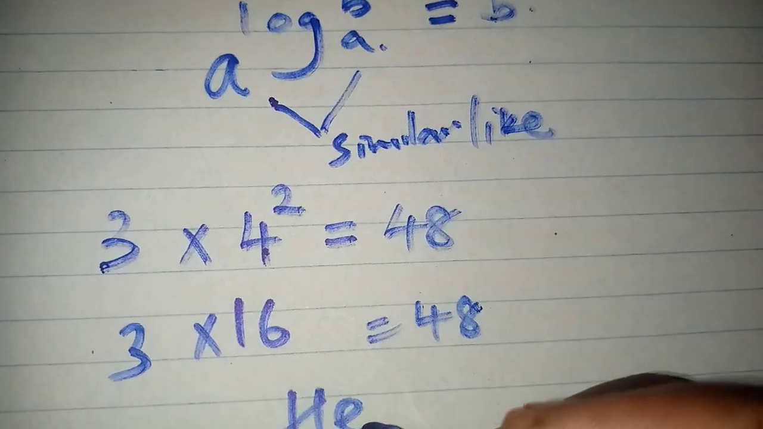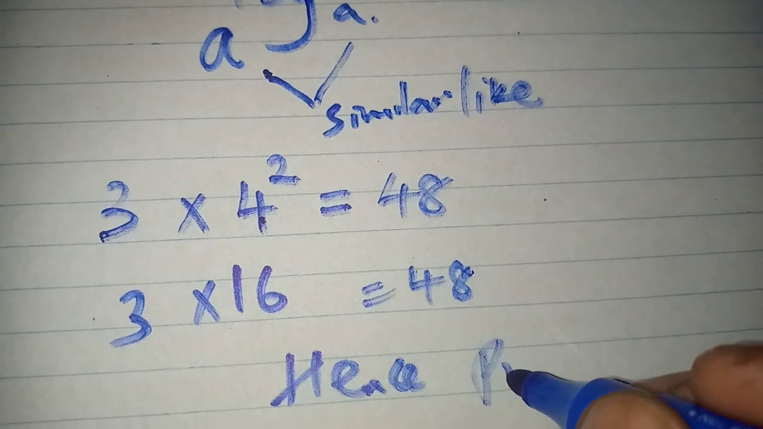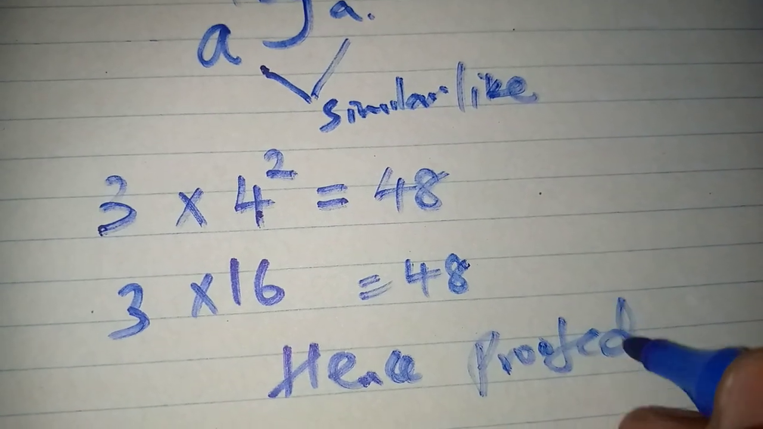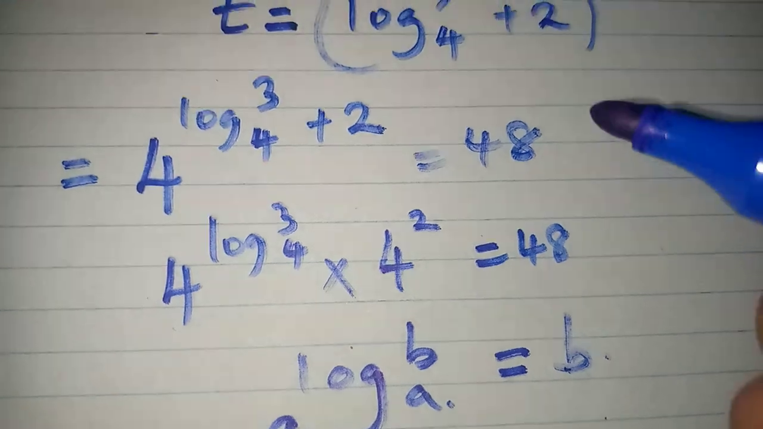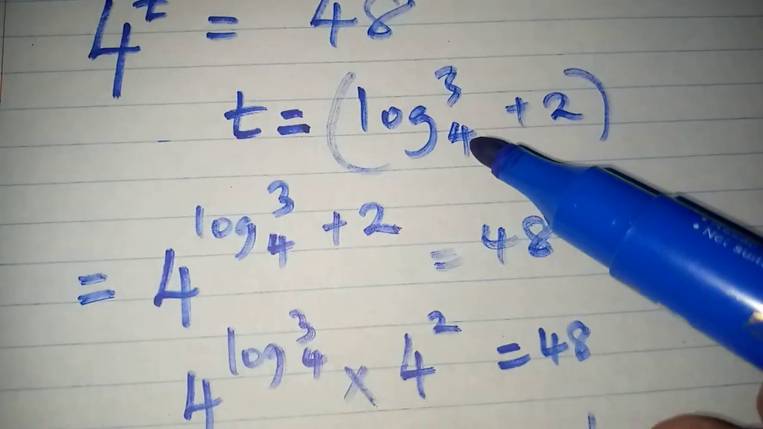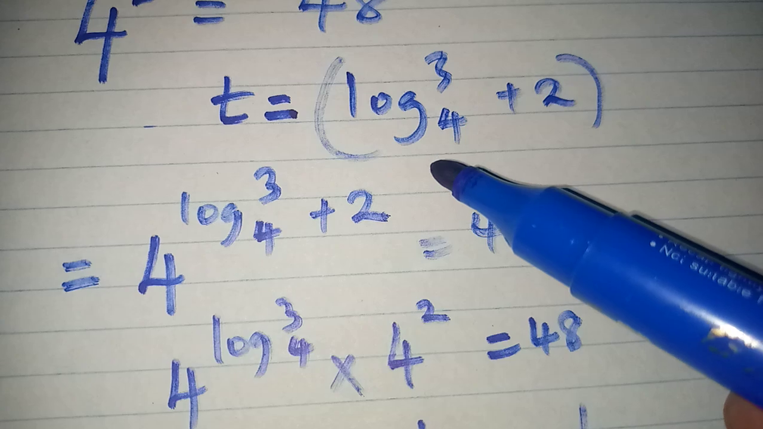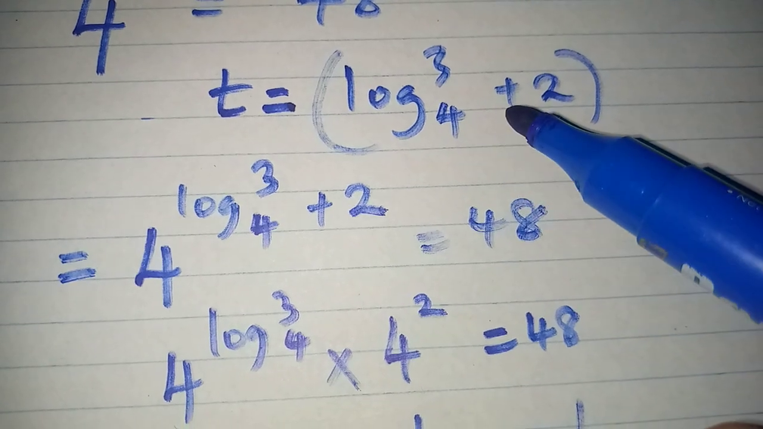So hence, I've proved that the value of t for my equation here was log 3 base 4 plus 2.